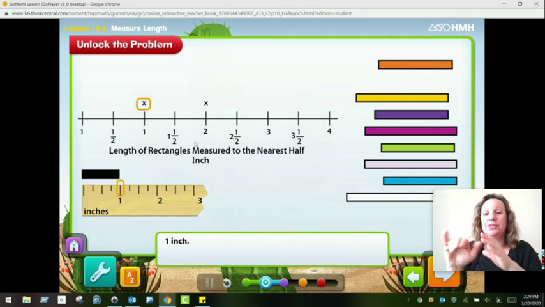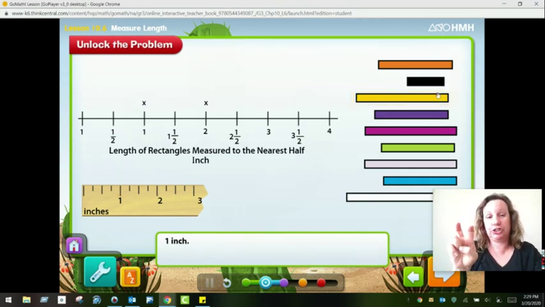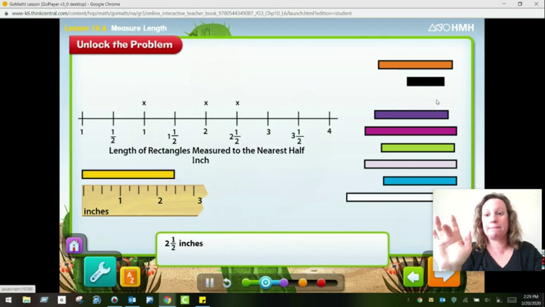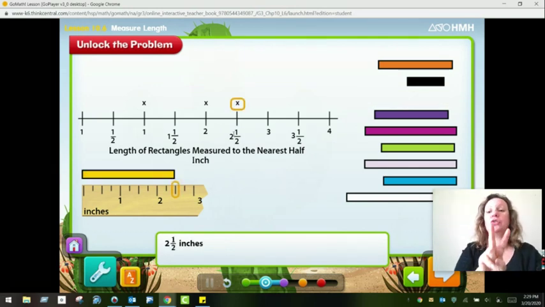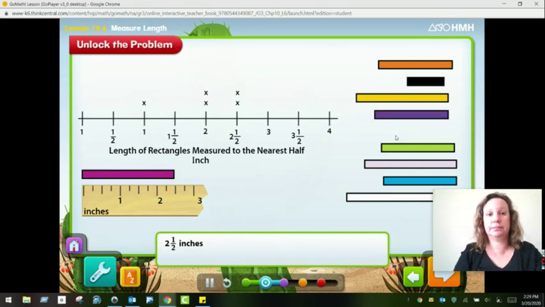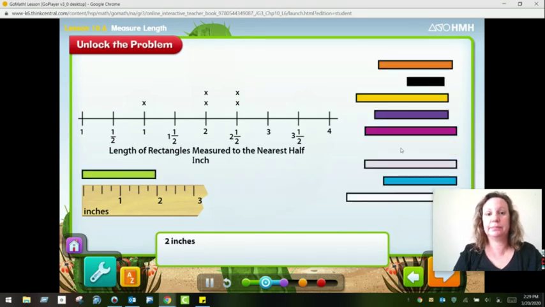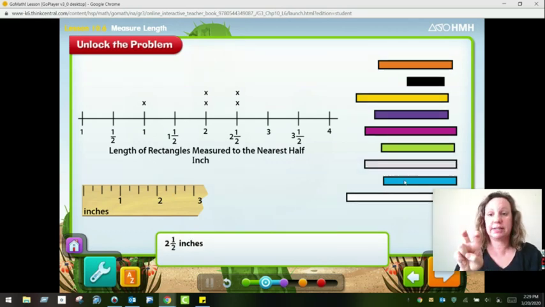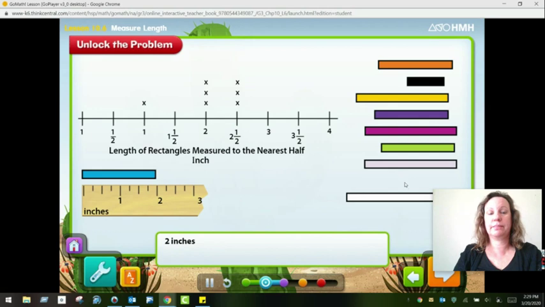1 inch. And I click 1 inch. 2 1/2 inches. 2 inches. 2 1/2 inches. 2 inches. 2 1/2 inches. 2 inches. 3 inches.